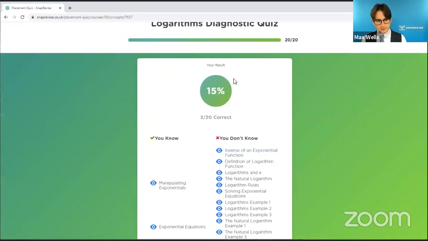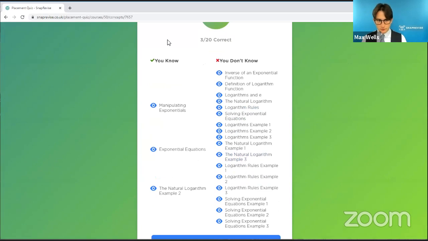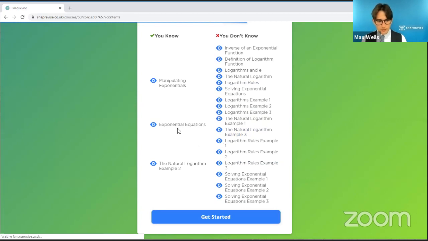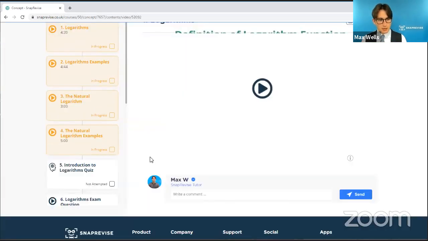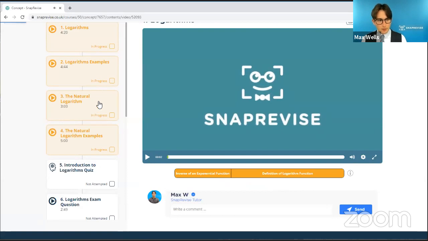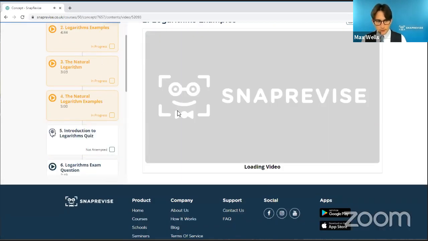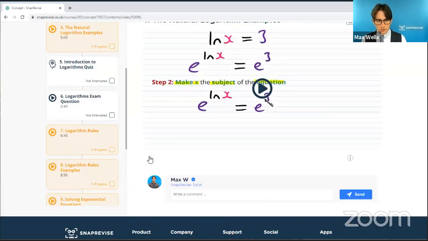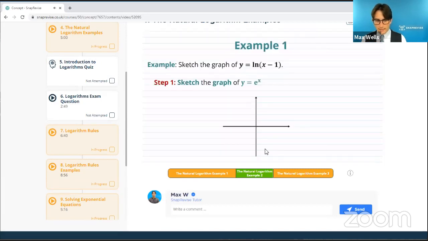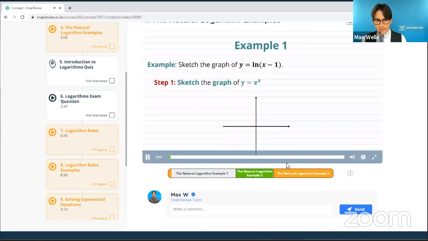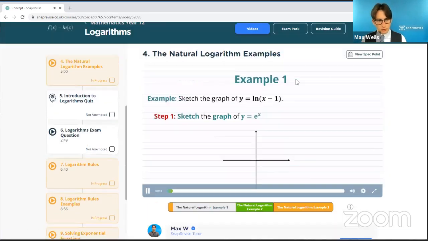Now, what this tells me is, you probably didn't get the score you wanted, but here are the bits you know, here are the bits you don't know as well. And so from there, you can get started. We've got all these videos that are broken down, and you can jump to the key points. They're done in a really clear way with excellent notes, excellent points, and you can pick out exactly what you need to work through.